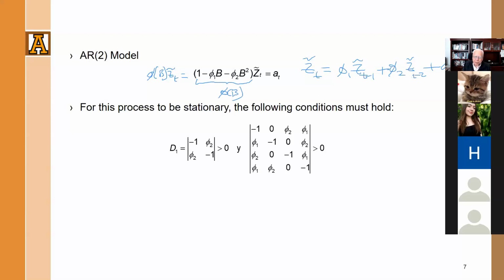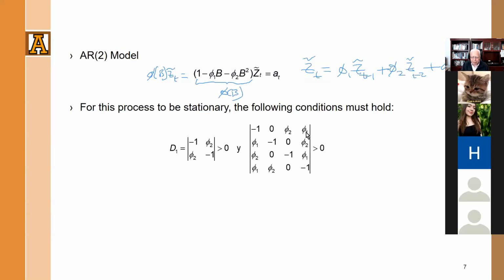Now, for this process to be stationary, and all this follows from the theory of difference equations, we must have that the determinant of a matrix that has -1 on the diagonal, then phi2 off the diagonal, is greater than 0, and also the determinant of a matrix that has -1 on the diagonal, with phi2, phi1, and phi1, phi2, phi1 in the other entries, is greater than 0.